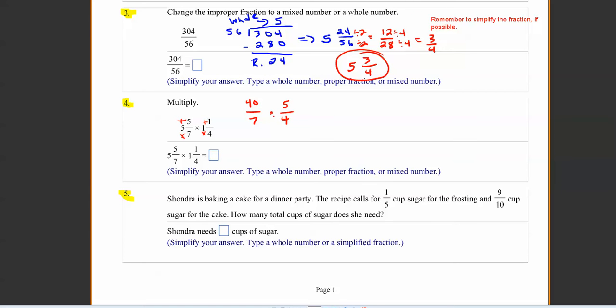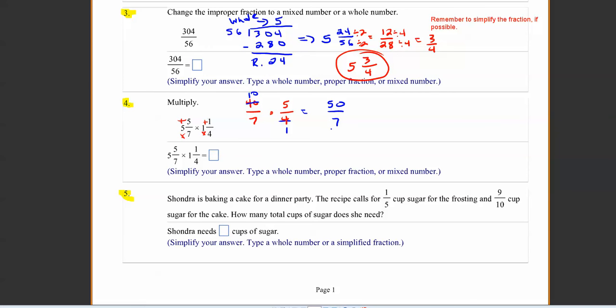So I like to simplify before I multiply. So if there's a common factor between a numerator and a denominator, then we can divide that out. So here, between 4 and 40, 4 will go into both of those numbers. So 4 divided by 4 is 1. 40 divided by 4 is 10. So I can divide 4 out of each one of those numbers, and then continue with my multiplication. So now I have 10 times 5 is 50. 7 times 1 is 7.